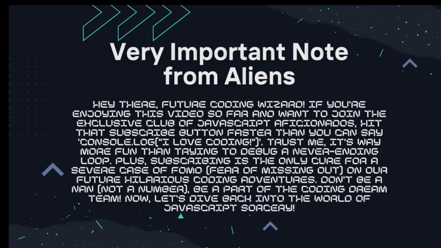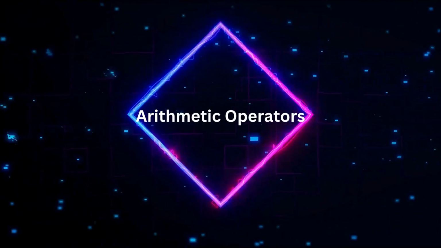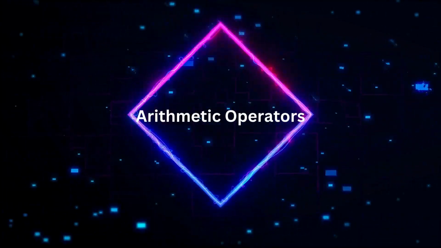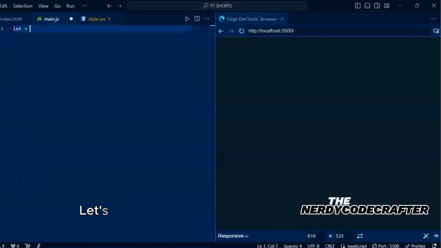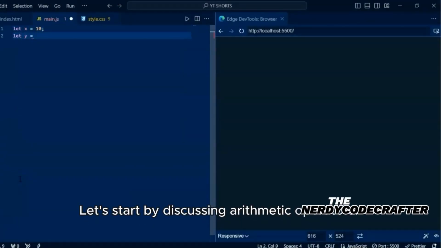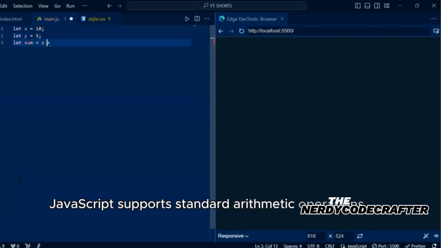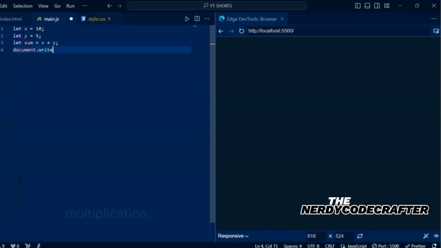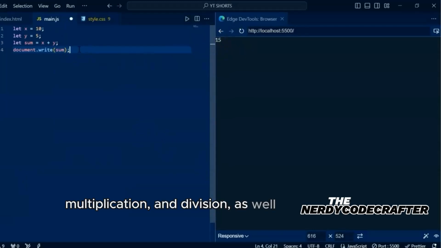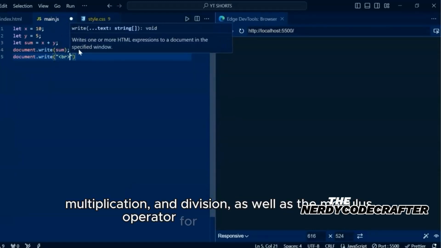Now, let's dive back into the world of JavaScript sorcery. Let's start by discussing arithmetic operators. JavaScript supports standard arithmetic operations like addition, subtraction, multiplication, and division, as well as the modulus operator for finding remainders.